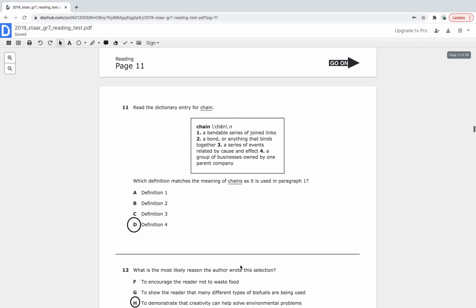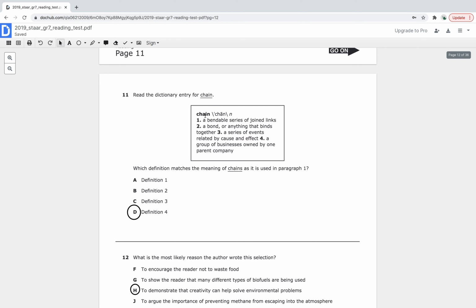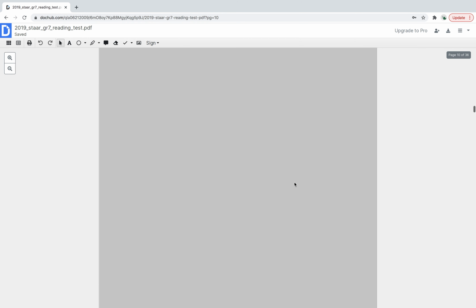Okay, next question. Which definition matches the meaning of chains as it is used in paragraph 1? So in this we cannot use the dictionary because this is already the dictionary, but there are many definitions for chains, so we need to choose which is correct. So let's go back to paragraph 1.